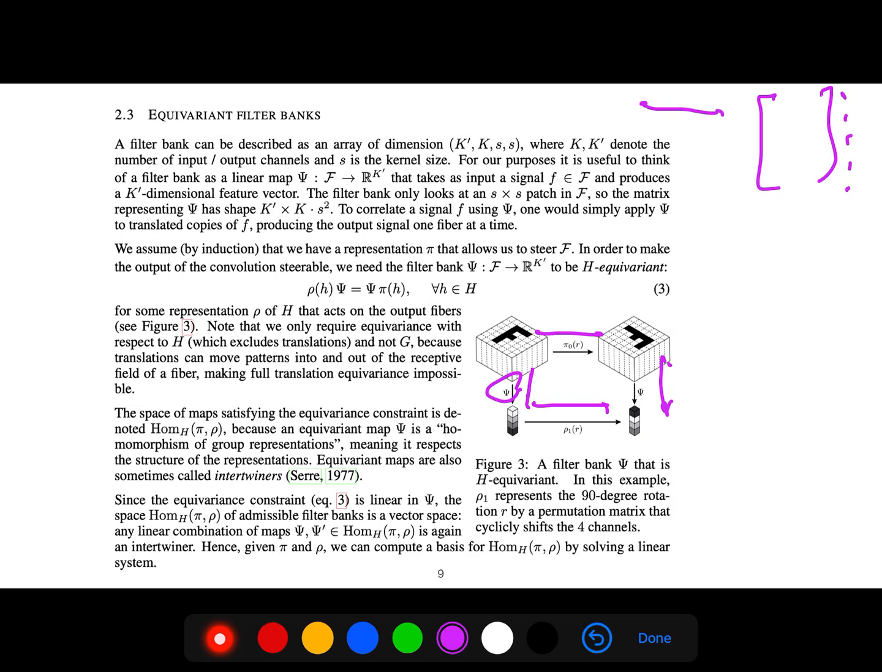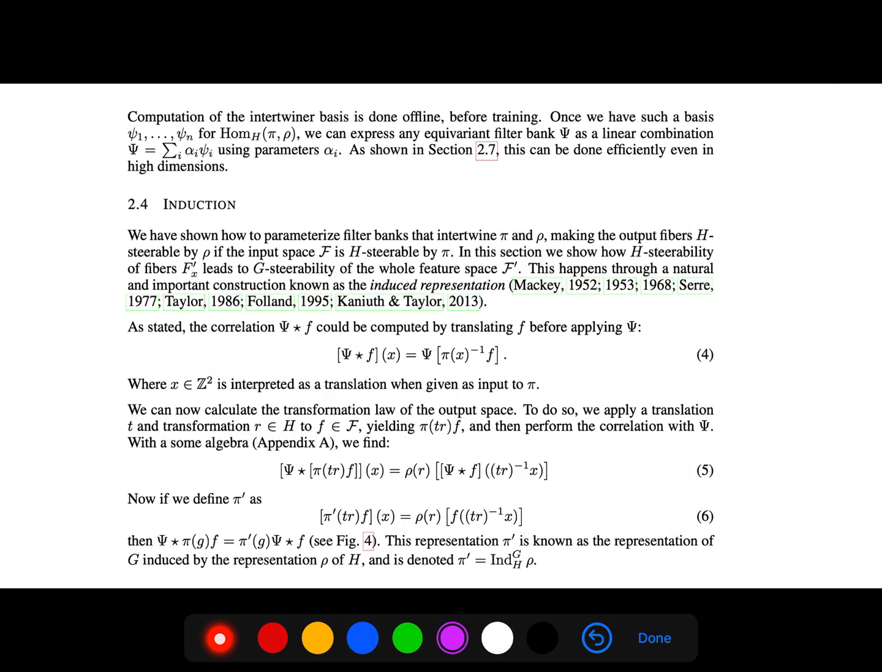In this example, rho 1 represents the 90-degree rotation R by a permutation matrix that cyclically shifts the 4 channels. As you see, we have these 4 channels, 1, 2, 3, 4. Now if you shift it, for example, it becomes 4, 1, 2, 3. It's like a permutation. So we have shown how to parameterize filter banks that intertwine pi and rho, making the output fiber steerable by rho.